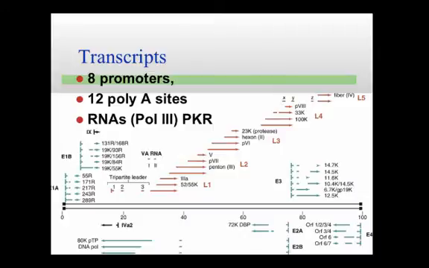It's crazily, ridiculously complicated. It's actually not that bad. Looks much worse than it really is. All of these lines, both the brown lines and the blue lines, represent transcripts coming from 8 promoters, 12 polyA sites, and then a couple of small RNAs as well. We'll walk through them here.